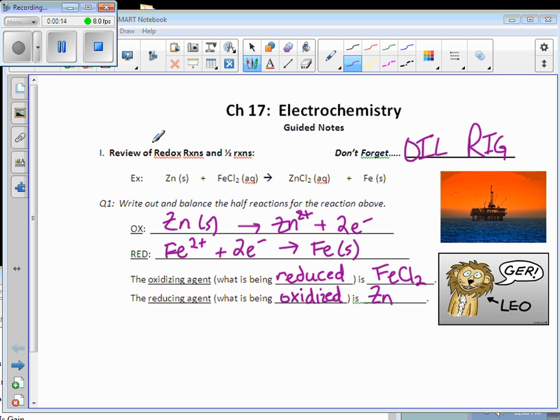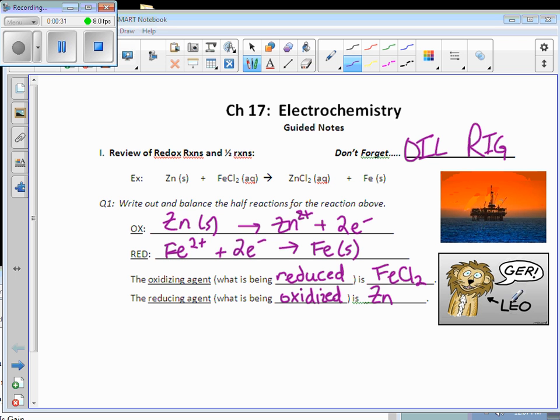So I want to remind you guys about the basics of redox reactions. We have this really classic redox reaction right here. And I want you guys to remember OIL RIG. Oxidation involves loss of electrons. Reduction involves gain. There's an oil rig. Looks so pretty. Makes me think of spring break.